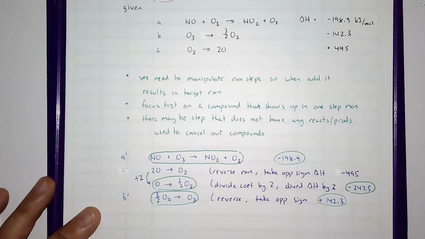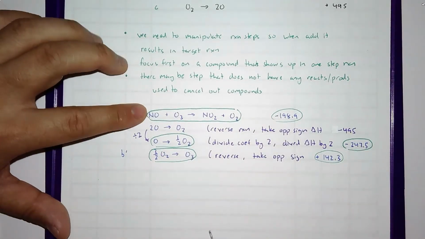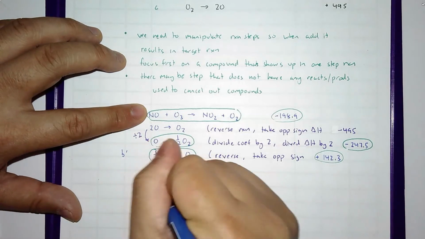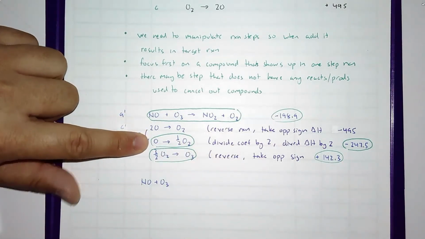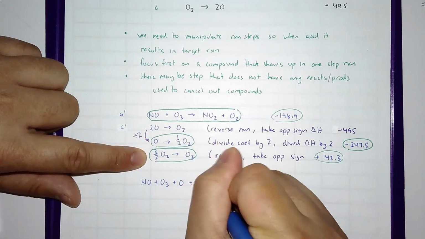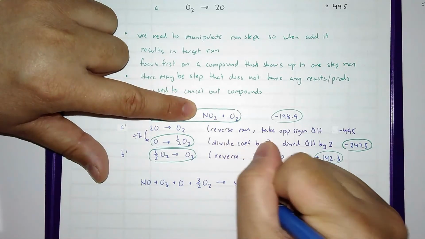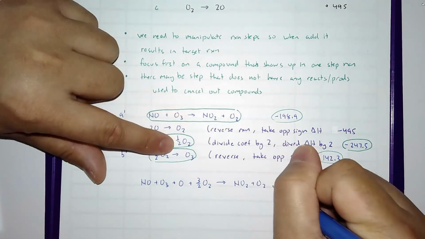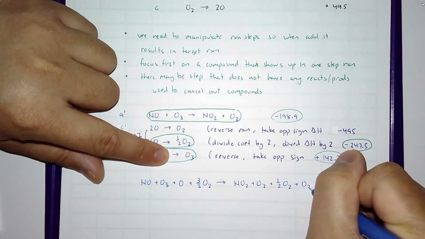So there are a couple of ways you could add the equations. You could literally write out everything on the left side of the arrow. NO plus O3. We're not using this equation. We're using this one. Plus O plus 3 halves O2 goes to NO2 plus O2 plus 1 half O2 plus O3.